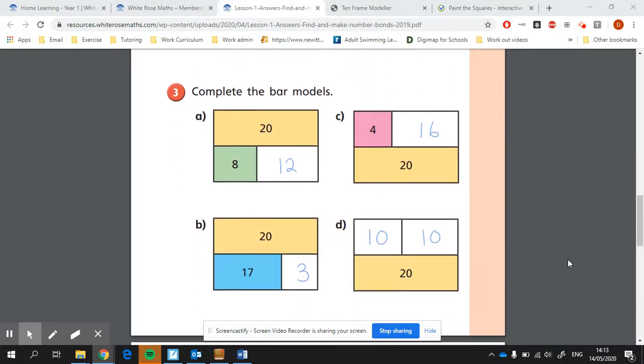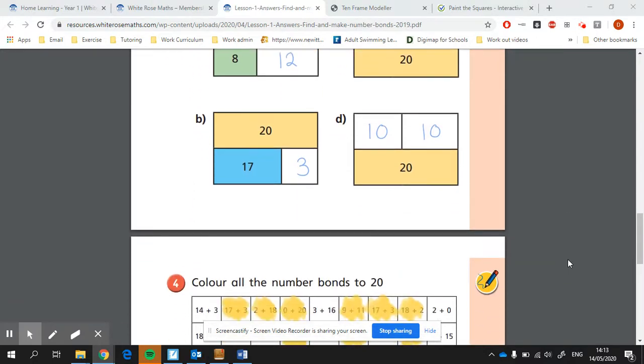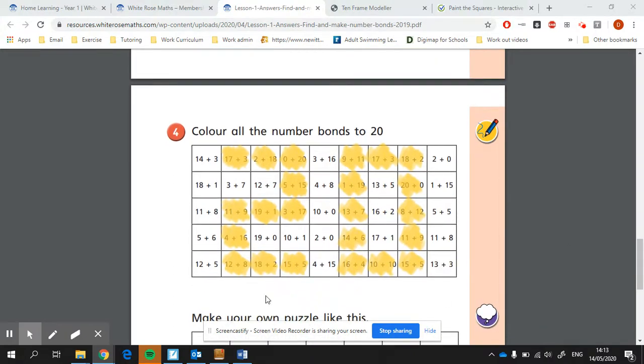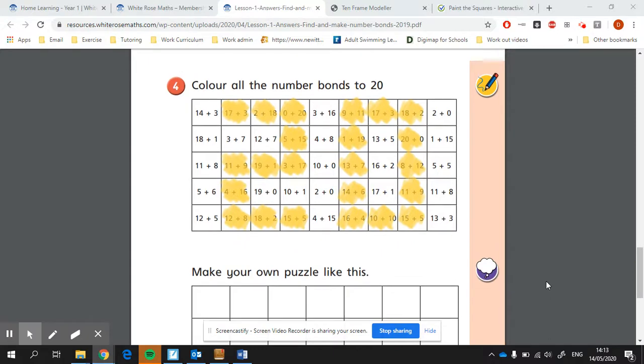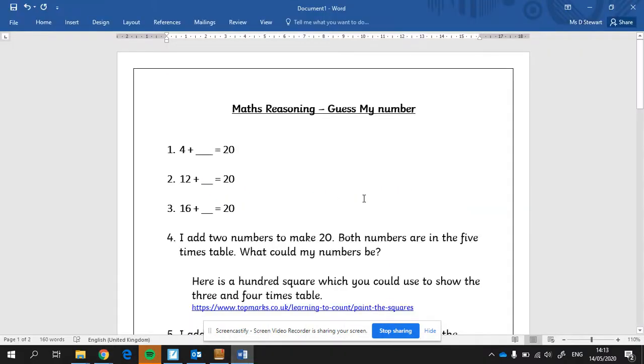These are your answers for the bar models. These are really useful for problem solving as you go further up the school. And you could see that when you coloured all the bonds to 20, it made this 2, 0, 20 pattern, and you'll all have different answers for this one. And these are your reasoning problems for today.